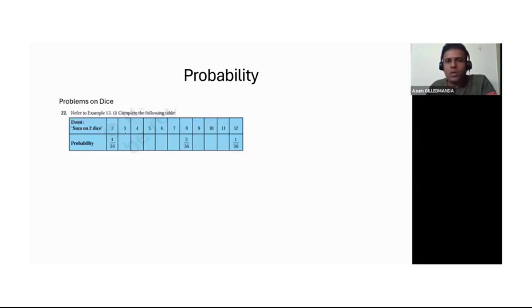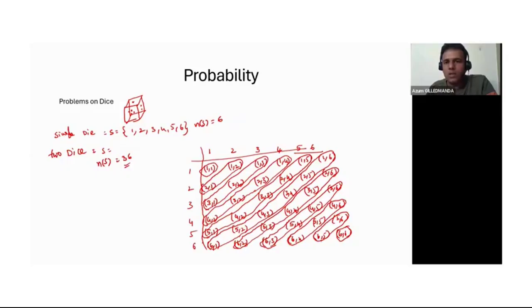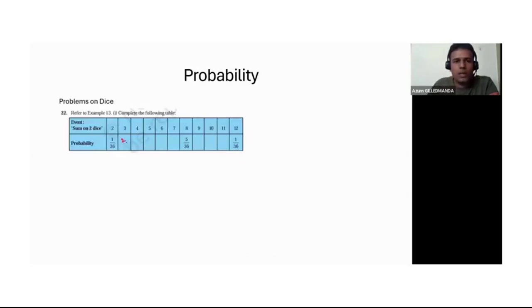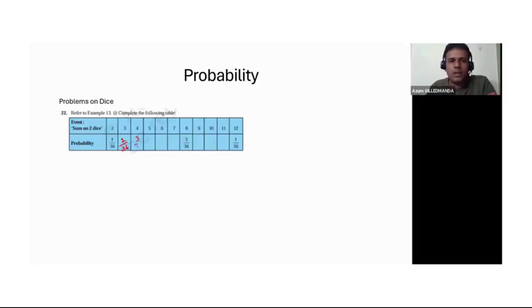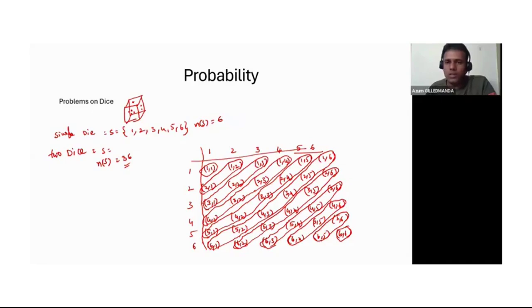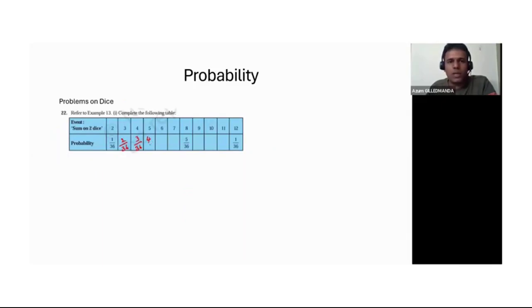Now here, what is the sum of 3? I think we already know the 2 possibilities, 2 comma 1 and 1 comma 2. So this is 2 by 36. You're following, right? And then what is sum of 4? 4 is this: 1, 2, 3, 3 possibilities. It can be 3 comma 1, 2 comma 2, and 1 comma 3. So can I say this is 3 by 36, right? 5. 5 means this one: 1, 4, 4, 1, 3, 2, 2, 3. So 4 by 36. This is given in order, so we can straight away write. Okay, and then sum of 6.